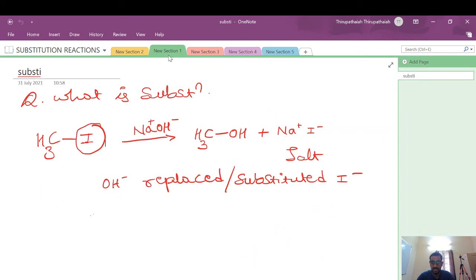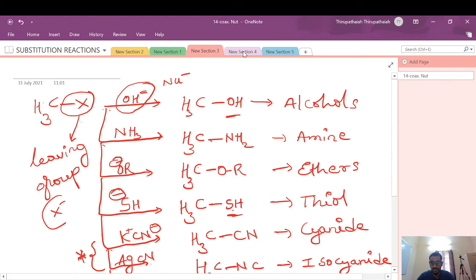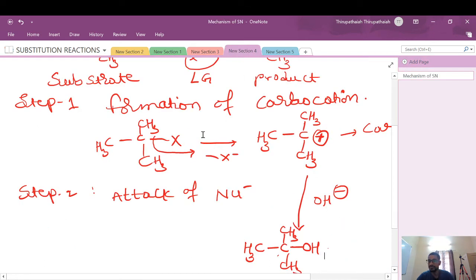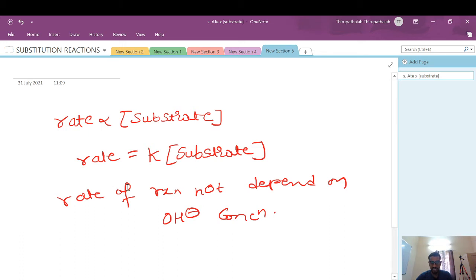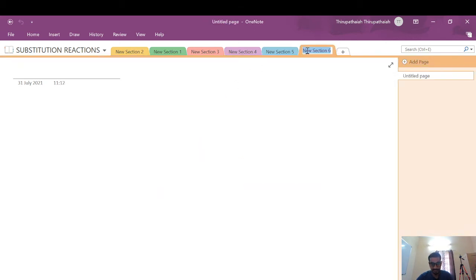As we discussed earlier, there are two steps in the SN1 reaction. The first is the slow step, formation of the carbocation, and this is the rate determining step. The second step is where OH minus attacks the carbocation. Now the rate is directly proportional to the substrate concentration only, and the rate does not depend upon the OH minus ion concentration.